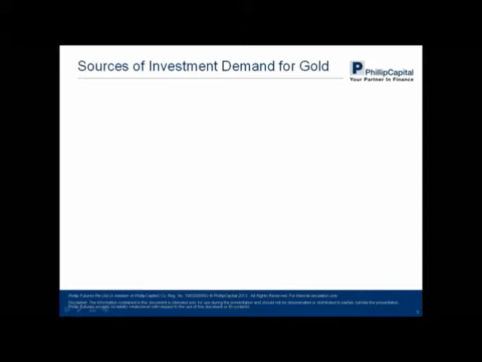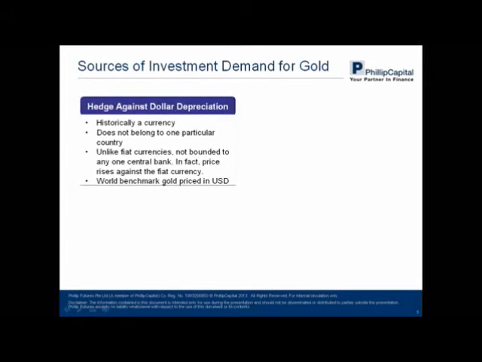Now, gold price is to a large extent determined by changes in investment demand. But where does investment demand come from? There are 4 main sources. First, gold as a hedge against dollar depreciation. Gold is a currency, both historically and now.